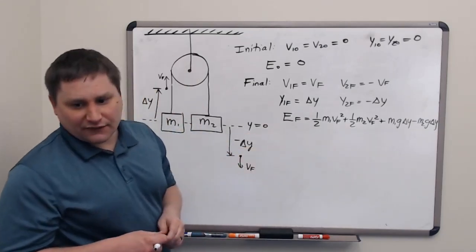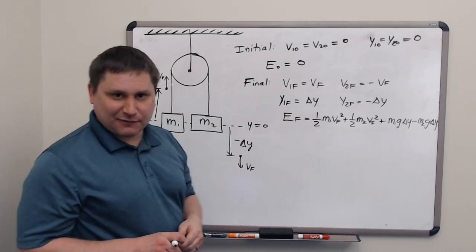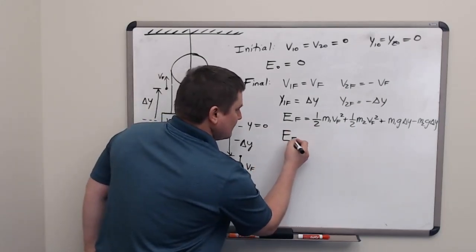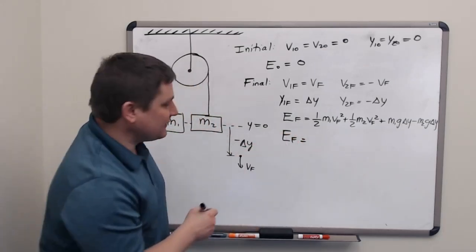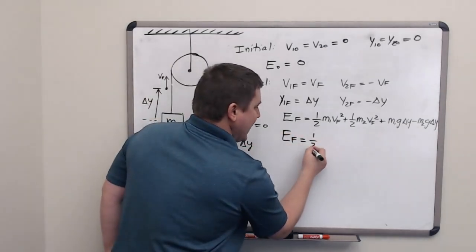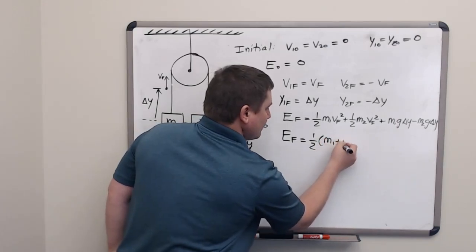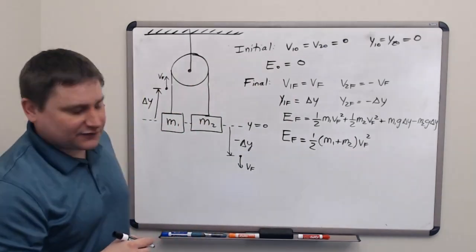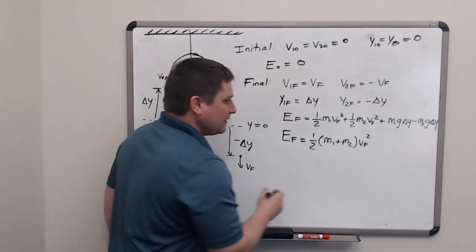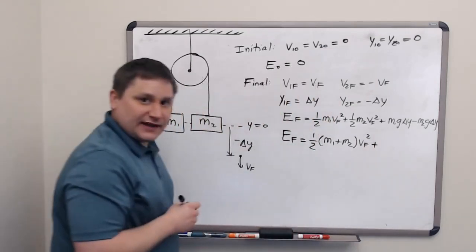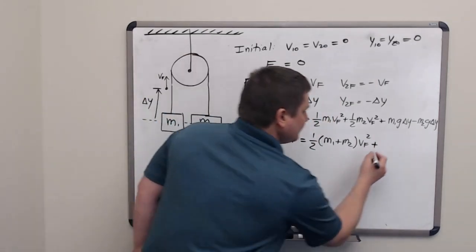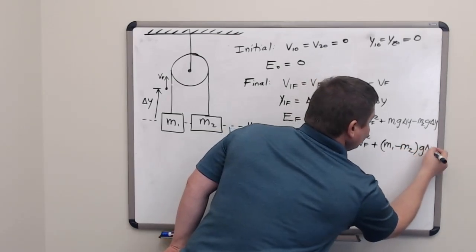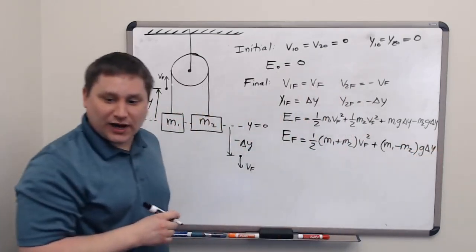Before I start to solve this out, I'm going to simplify the expression for EF a little bit. Notice that there's some common factors in this first term, the 1/2 and the VF squared. So I'll write those by themselves outside of a parentheses. In the second term, there's also some common factors. The G and the delta Y.